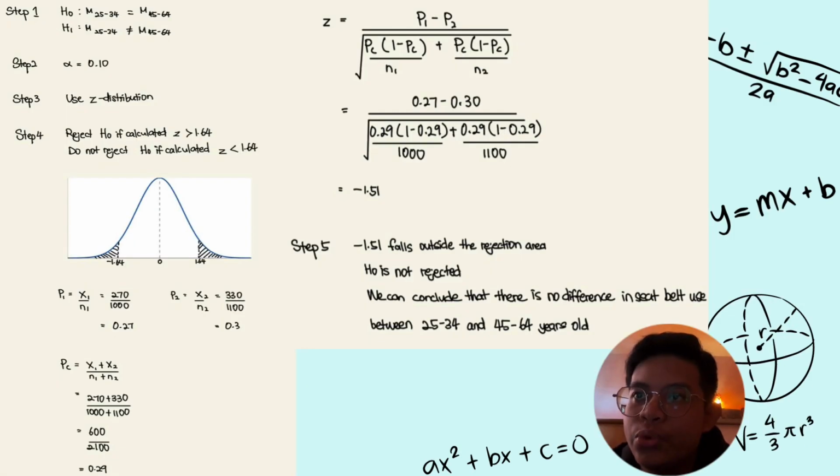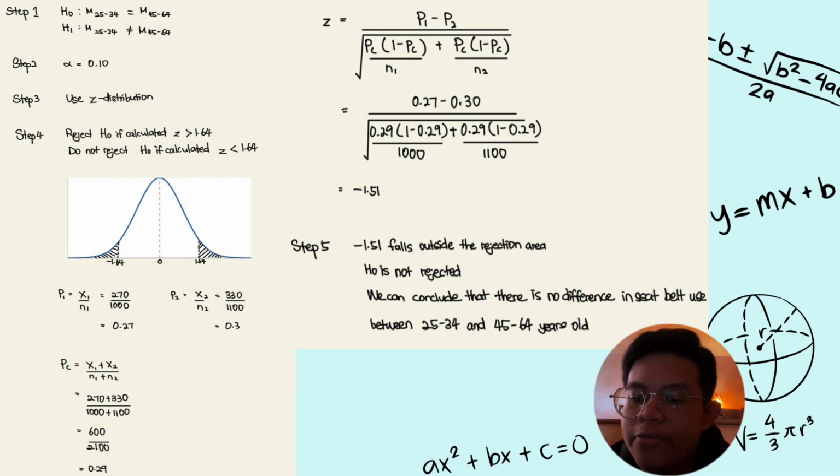Next, question 2B. Step 1. State H null and H1. Step 2. State the alpha, which is 0.10. Step 3. Use Z distribution. Step 4. Reject H null if calculated Z is more than 1.64, and do not reject H null if calculated Z is less than 1.64. So we can get the value of 1.64 from the Z table.